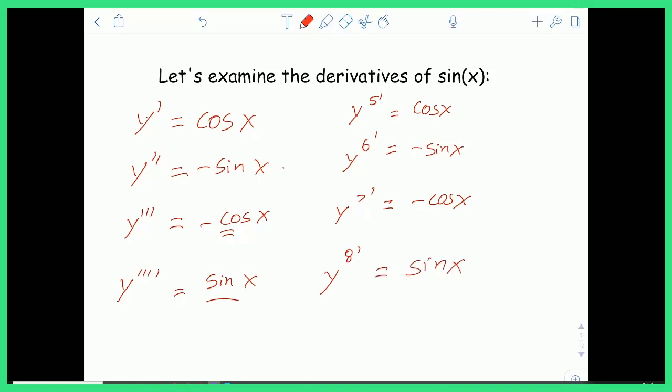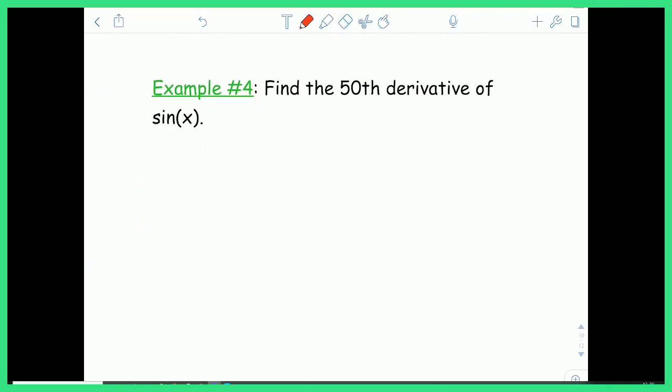So every 4 derivatives tends to repeat itself, and this is true for cosine x as well. If you wanted to prove it to yourself, write down 4 iterations of the cosine derivative. You'll end up back at cosine. So let's use what we've learned to find the 50th derivative of sine x. To solve this problem, what you really have to do is ask yourself, this 50th derivative, how many times does 4 go into 50? Because if I figure that out, I know what iteration to start with.